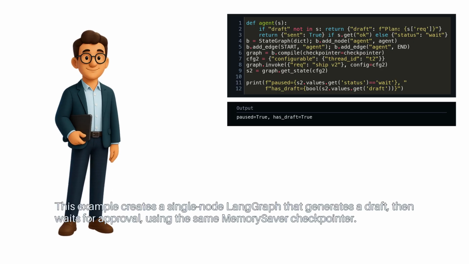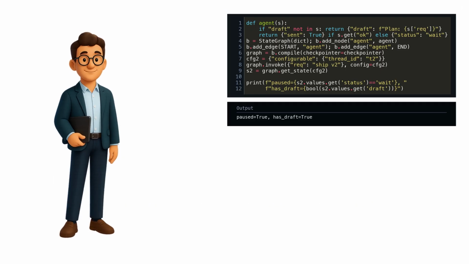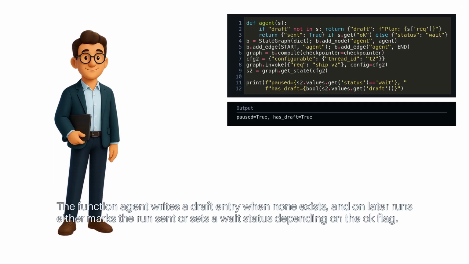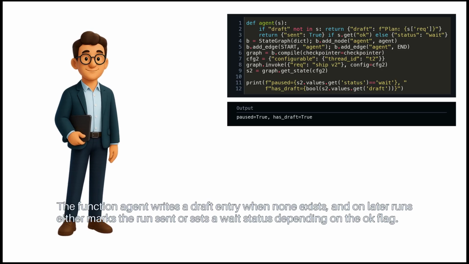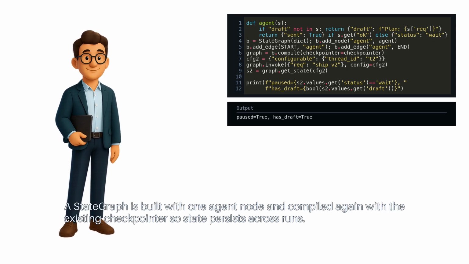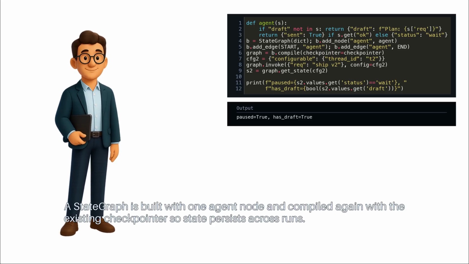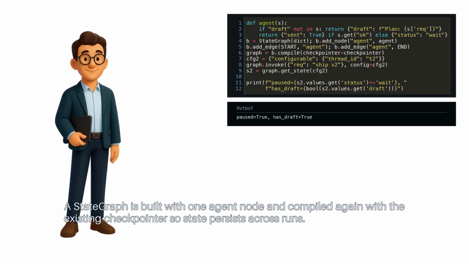This example creates a single node LangGraph that generates a draft, then waits for approval, using the same MemorySaver checkpointer. The function agent writes a draft entry when none exists, and on later runs either marks the run sent or sets a wait status depending on the OK flag. A StateGraph is built with one agent node and compiled again with the existing checkpointer, so state persists across runs.